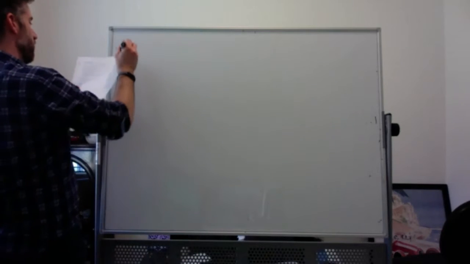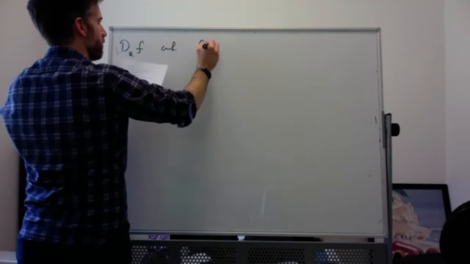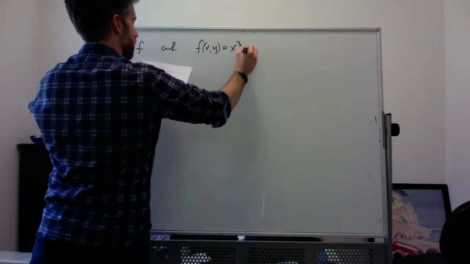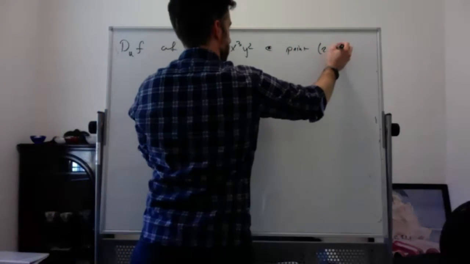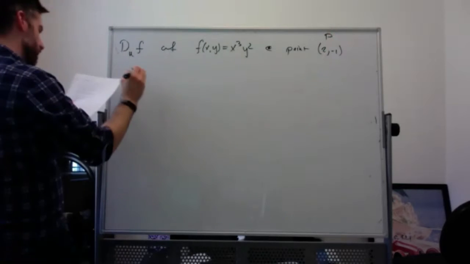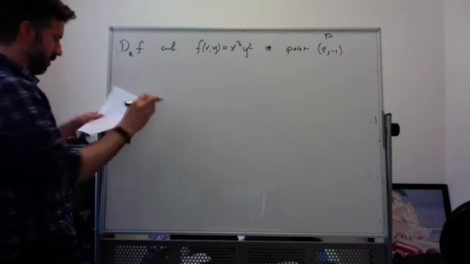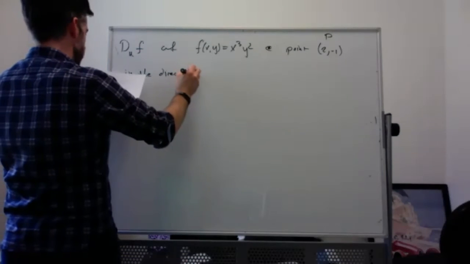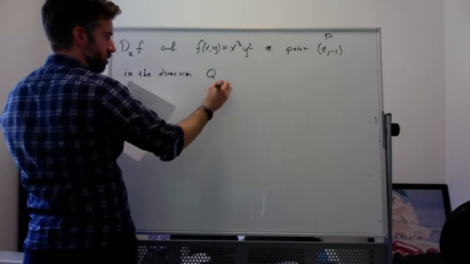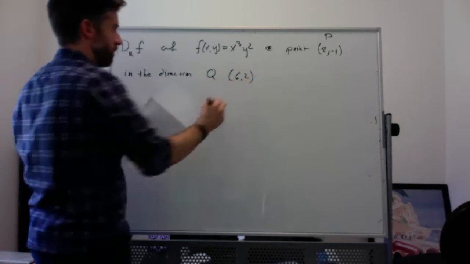So another way we could ask this question would be, so again, find the directional derivative of the same function at the same point, which we can call P usually. Now here's the different part. It's going to be in the direction of the other point, this other point Q, which is 6, 2.